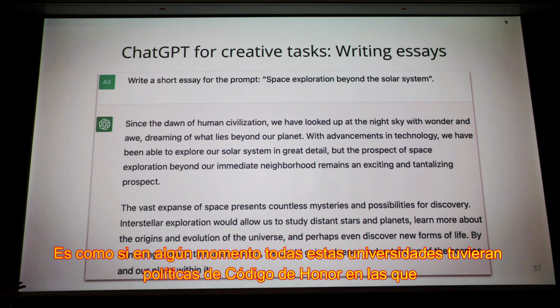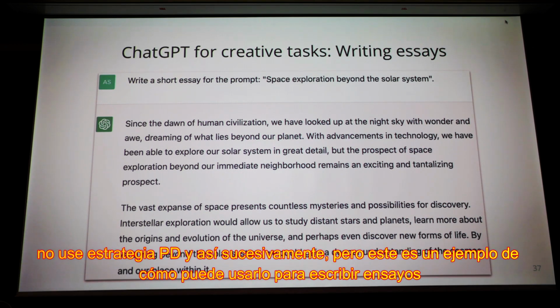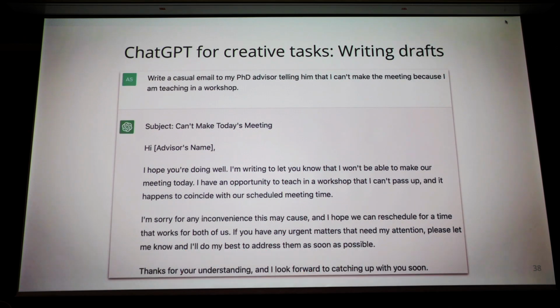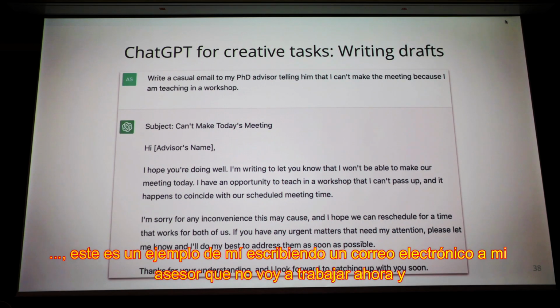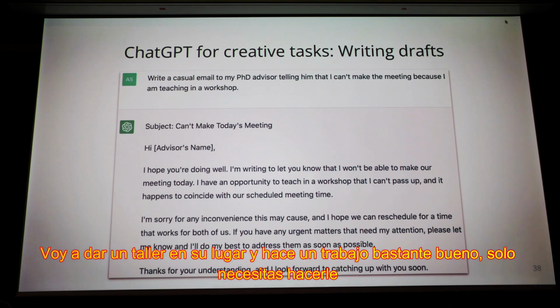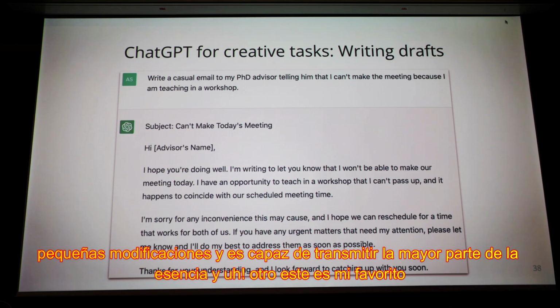At some point, all these universities are going to have honor code policies where you don't use ChatGPT and so on. But this is one example of how you can use it to write essays. This is an example of me writing an email to my advisor that I'm not going to be working now and I'm going to be teaching a workshop instead. And it does a pretty good job. You just need to make small modifications, and it's able to get most of the gist across.